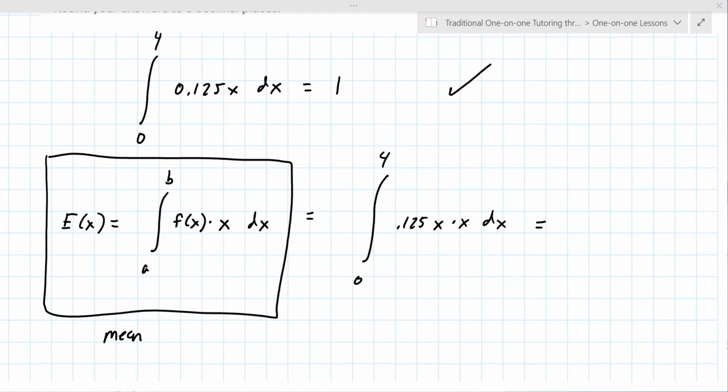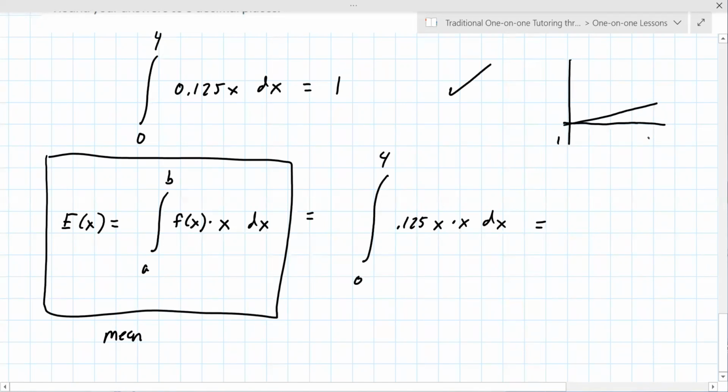No, this is 0.125x. If you were to graph it from 0 to 4, it looks like this, something like that. Okay, but would it be considered a continuous uniform, or a normal PDF? No, because continuous uniform is a rectangle. So you got to be careful here that you're not trying to assign rules that only work in certain situations. This formula works for any continuous probability density function that I've given you.